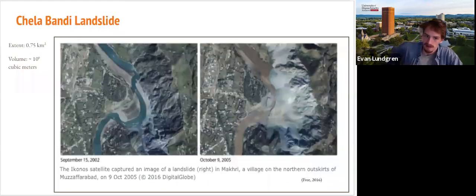The first large landslide was a failure of a sedimentary and dolomite-dominated hill slope just next to Muzaffarabad, which was quite proximal to the rupture zone. This is probably why it failed. It had a volume of about 10 to the 6 cubic meters.